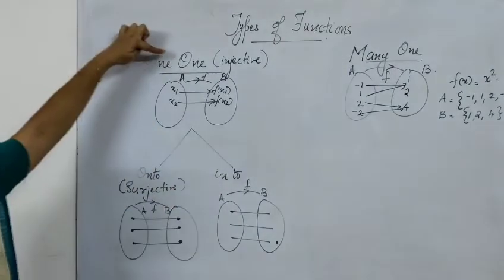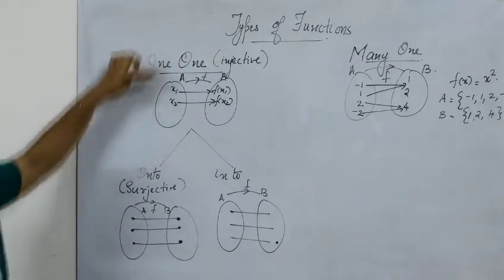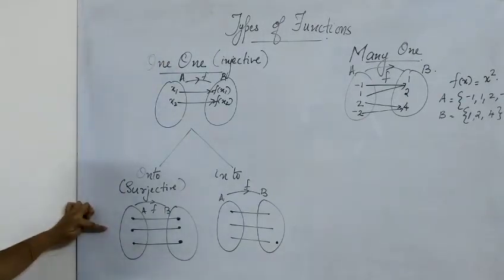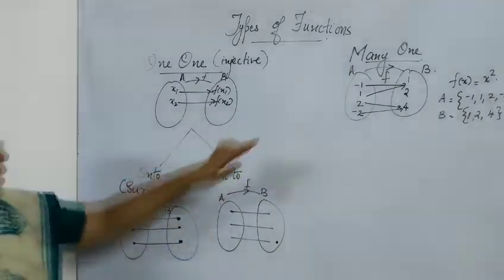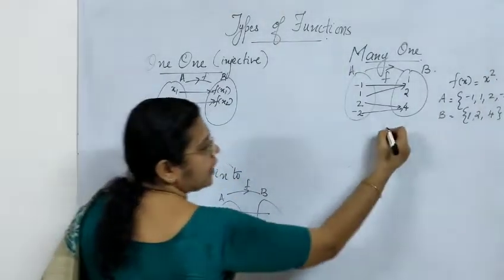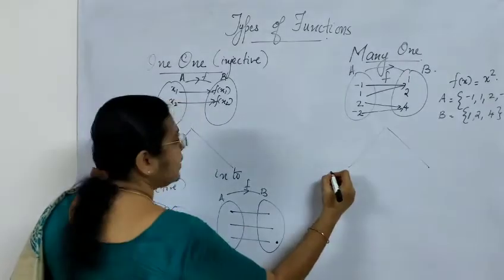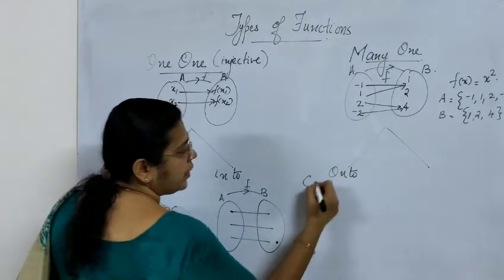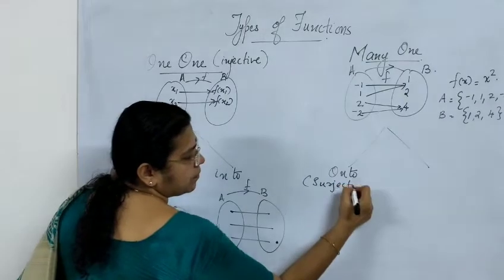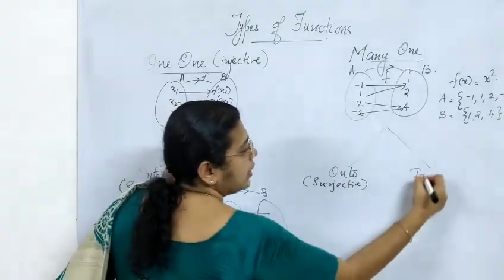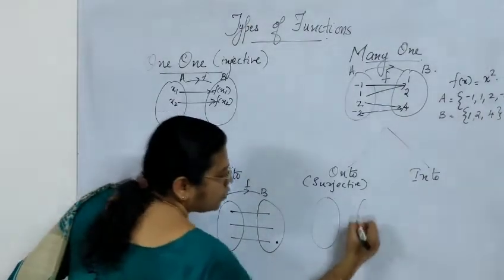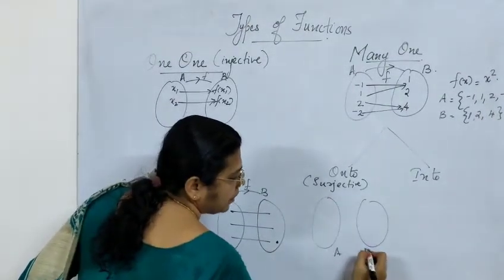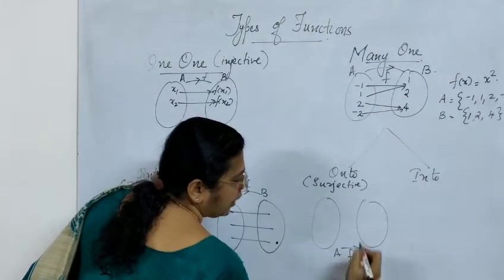So here I can say this is 1-1 onto. If it satisfies 1-1 and ontoness, I can say that the function is 1-1 onto. It can also be a 1-1 into function. Similarly, a many-one function is also classified into two: onto, another name for which is surjective function, and into functions. Since it is many-one, I have two sets, A and B, mapped under the function f.